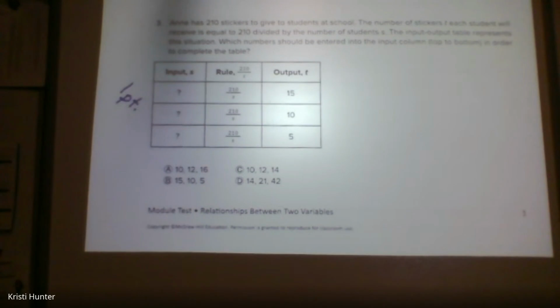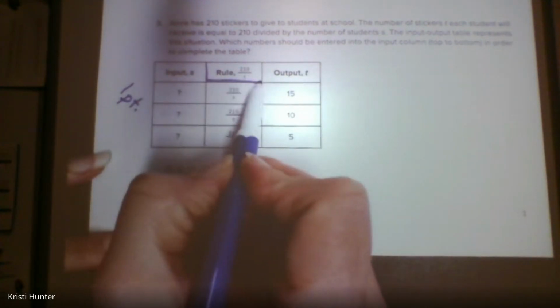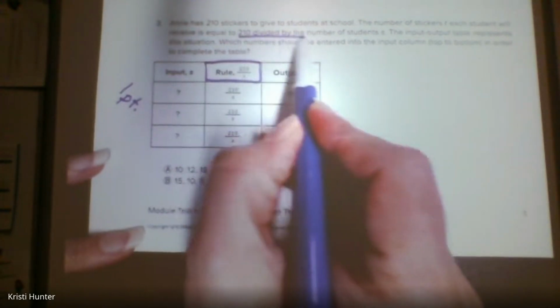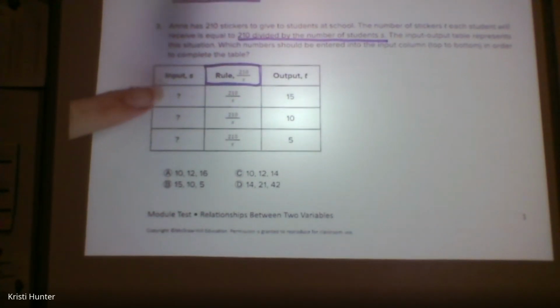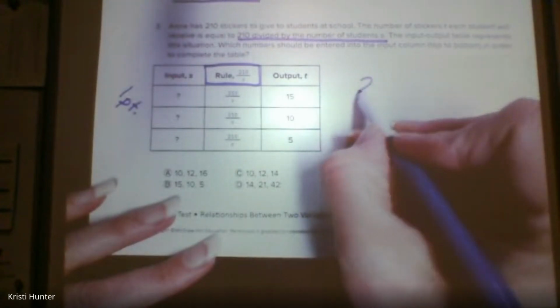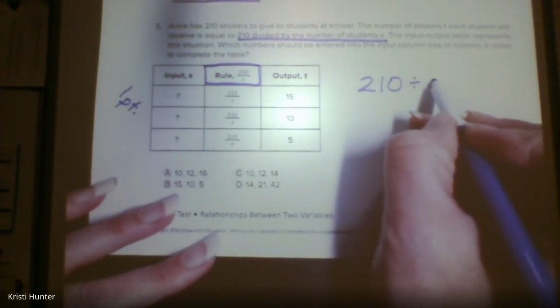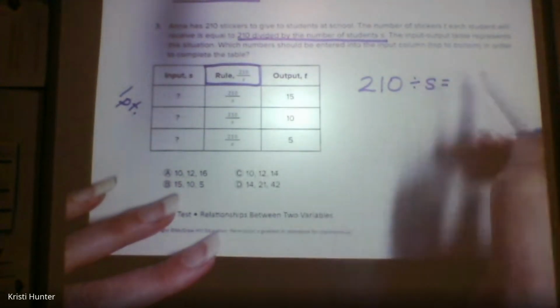The number of stickers, T, each student will receive is equal to 210 divided by the number of students. So that's where they came up with this rule box that's right here: 210 divided by the number of students. The input-output table represents this situation. Which number should be entered into the input column, this column over here, in order to complete the table? So when you think about that, 210 divided by S equals whatever this output is.